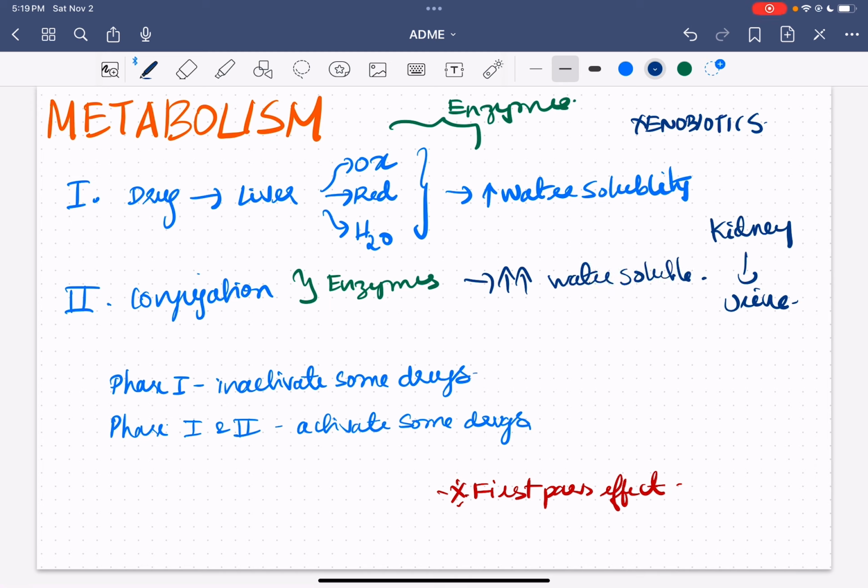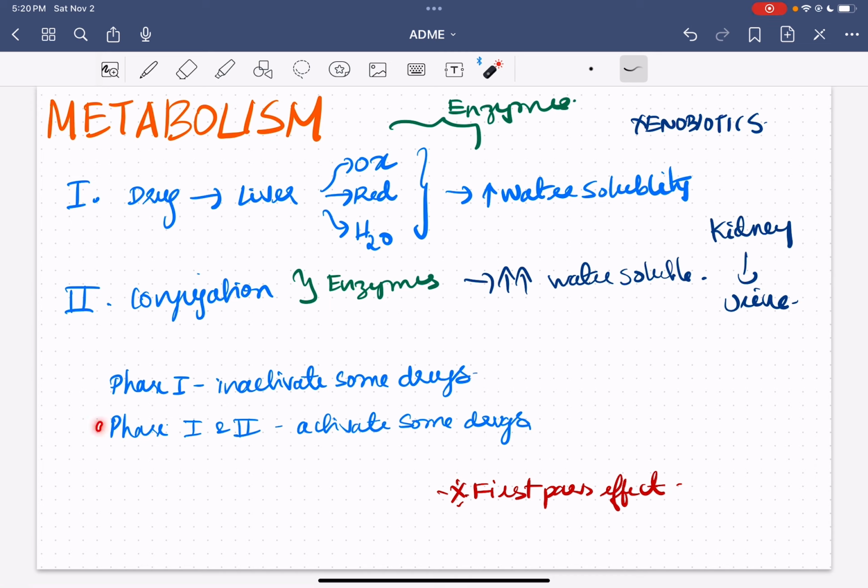Now, you might ask, if the liver is going to make all the drugs water soluble, when is it going to go and act on tissues? That's where lipid soluble drugs and all the other factors come in. So what I'm trying to explain here is that phase 1 can inactivate some drugs. Not all drugs are inactivated by increasing water solubility. Some drugs are activated, but phase 1 can inactivate some drugs if it makes them very water soluble and they become easily excretable from the body.